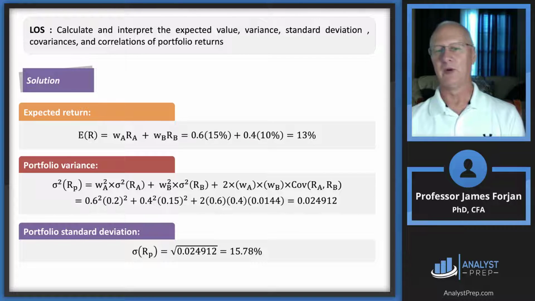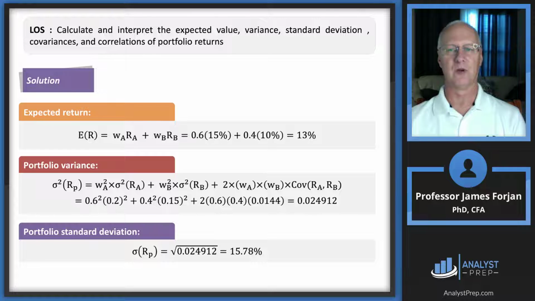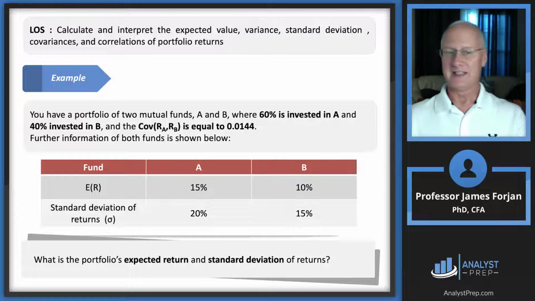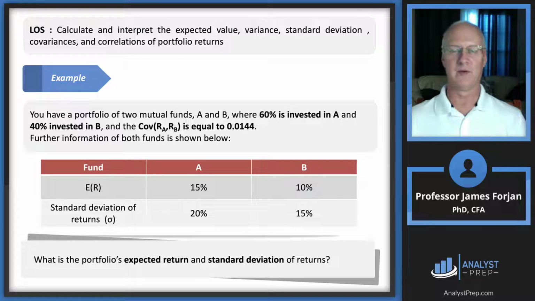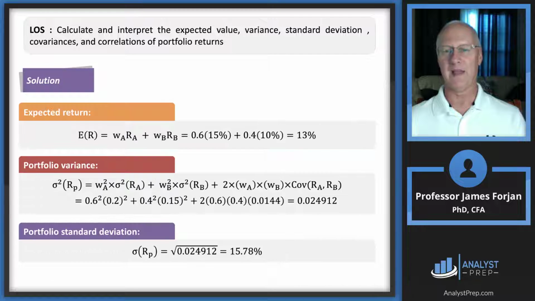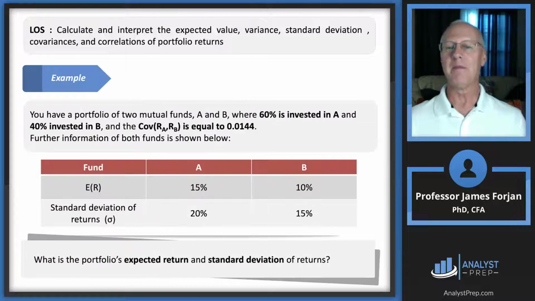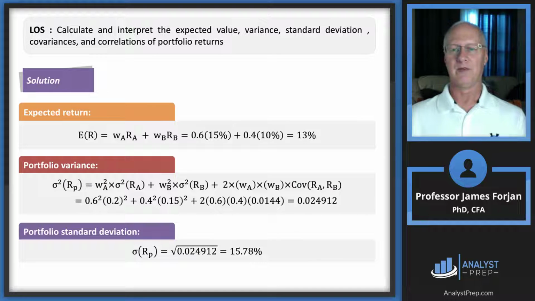So we get about 2.5% for variance. Take the square root of that, and you get 15.78. So what did I say to you back here? It's the standard deviation of the portfolio. It's not going to be greater than 20%. It might be between 15 and 20%, and that's the case in this example, but it might even be less than 15% because of the beauty of diversification.